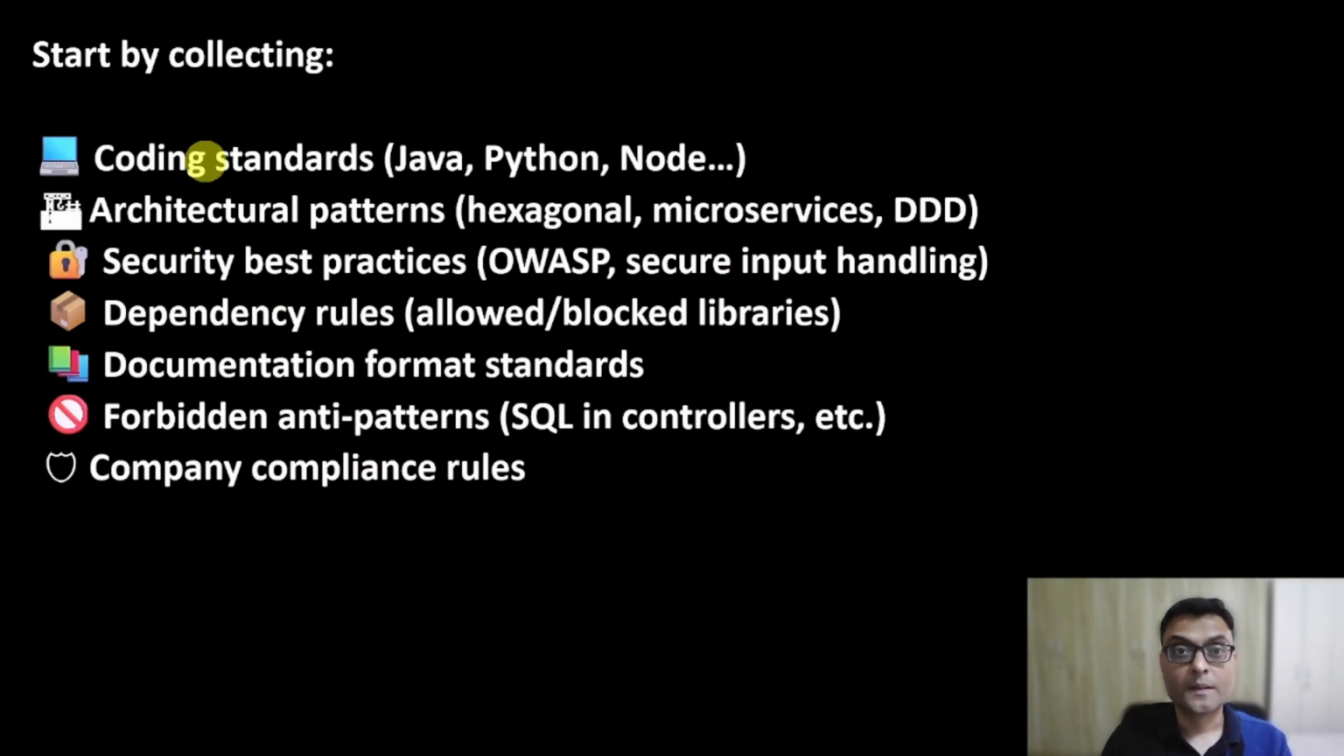You can start by collecting coding standards like Java, Python, Node, architectural patterns like hexagonal, microservices, domain-driven development, security best practices like OWASP, secure input handling, dependency rules like allowed or blocked libraries, documentation format standards, forbidden anti-patterns like SQL in controllers, etc., and company compliance rules.